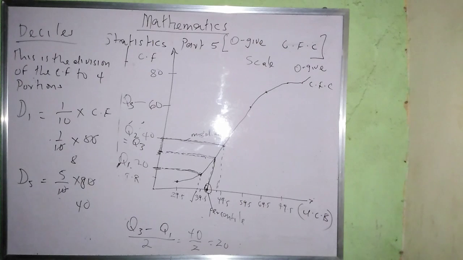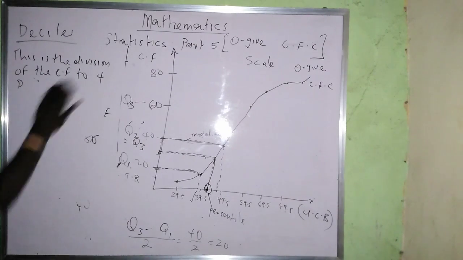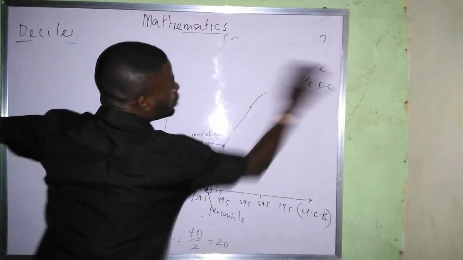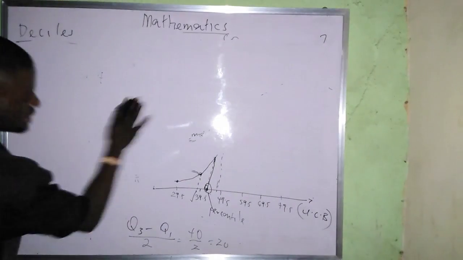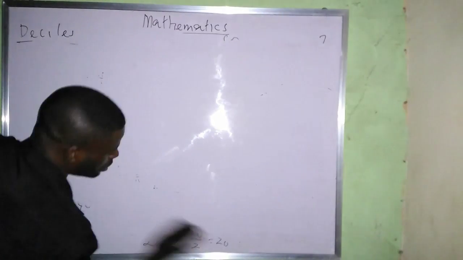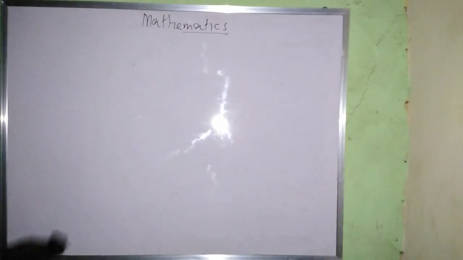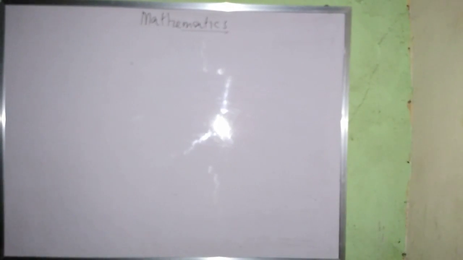Another one that can also come up is percentile, which I've explained. Don't forget, if I'm talking about 20 percentile, it means 20 over 100 times the cumulative frequency. Now, let me explain some word problems under this that can come out in any exam. You should know the meaning of decile, percentile, quartile range, quartile, and so on.